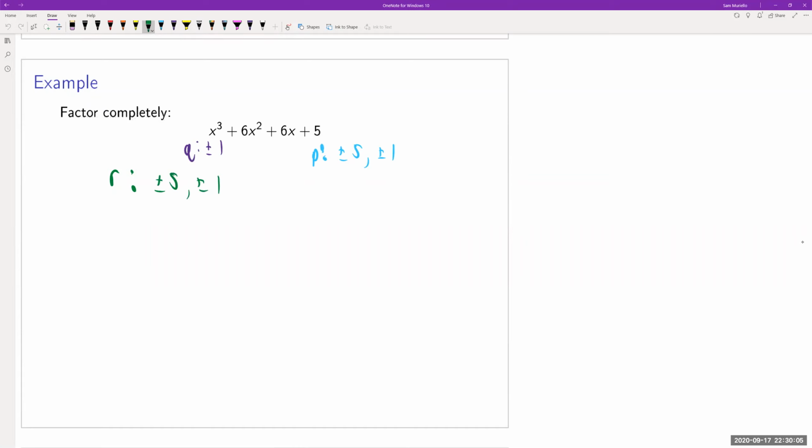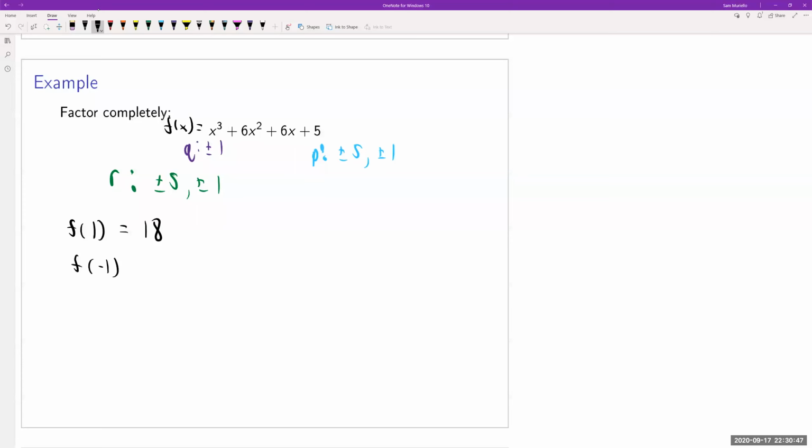There's not that many here, so let's just try plugging some stuff in. This time I'm going to plug into the function real fast. If I were to take y equals x cubed plus 6x squared plus 6x plus 5, my calculator should be able to tell me very quickly the results for each of these 4 options. So for example, if I plug in x equals 1 and call this f of x, f of 1 is equal to 18.